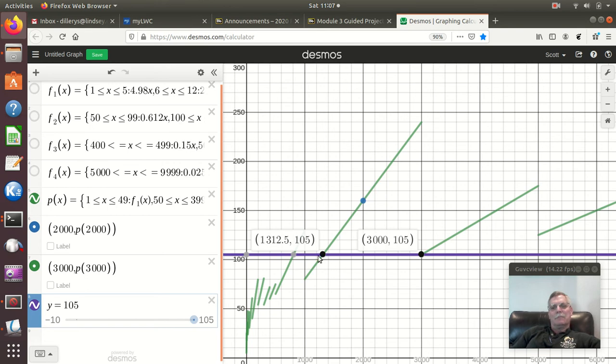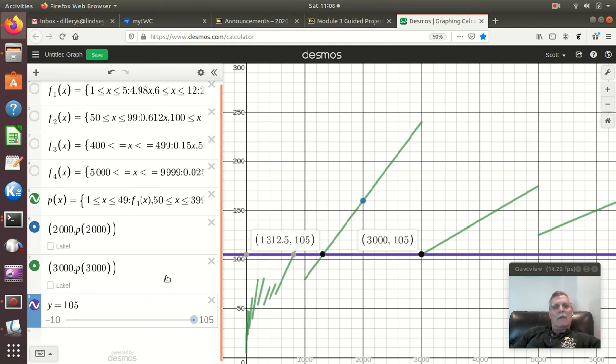And it looks like, so if this is at a fraction, it's 1312.5. So if I actually ordered 1,312 and a half tattoos, I guess it should cost me $105. But I wouldn't order half a tattoo. I mean, I don't think I can.